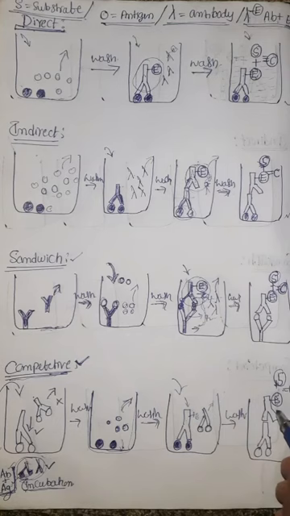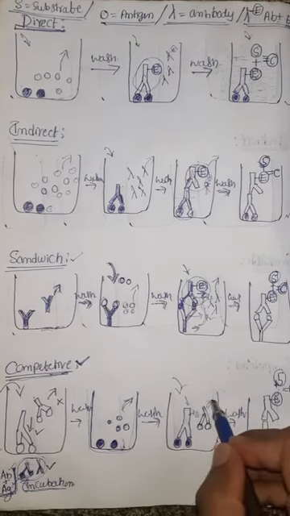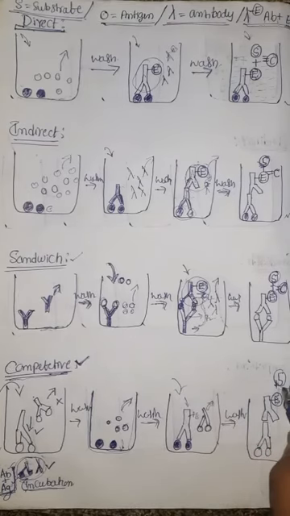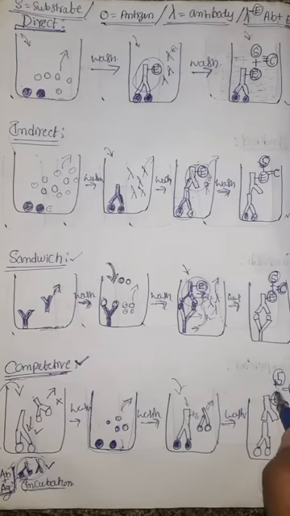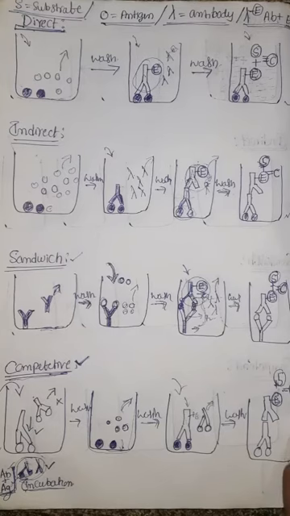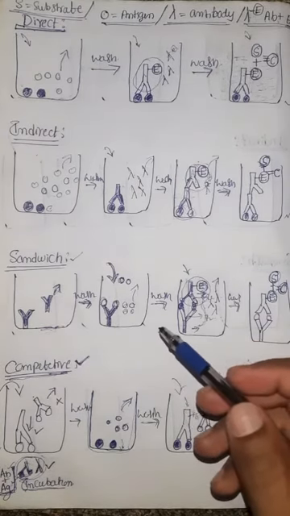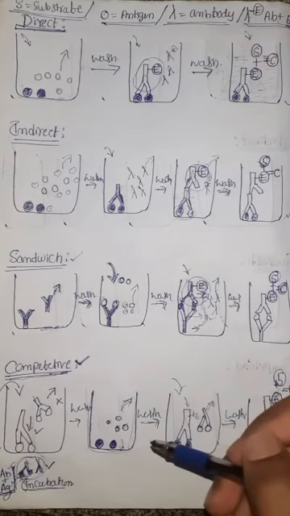Okay, in the final step, as usual, after washing, because we have to remove these free particles, we have to add the substrate solution, so that it will go and react with this enzyme. Finally it will give one color. By measuring or quantifying this color, we can say the presence or absence of antigen in this test sample. This is all about the different types of ELISA tests and their procedures.